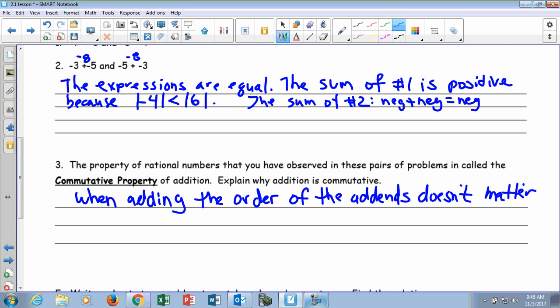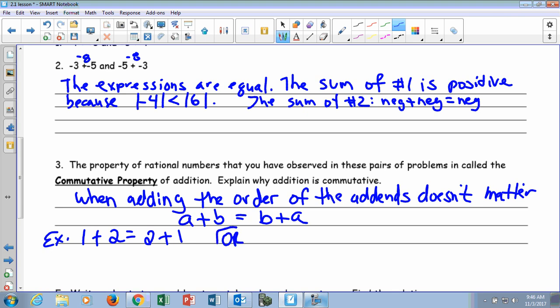And what that means is if I take two numbers like a plus b, it equals b plus a if I just flip it. A and b are just two different numbers. So for example, 1 plus 2 is the same thing as 2 plus 1, right? Does that make sense? That's the same thing. They both equal what? 3.